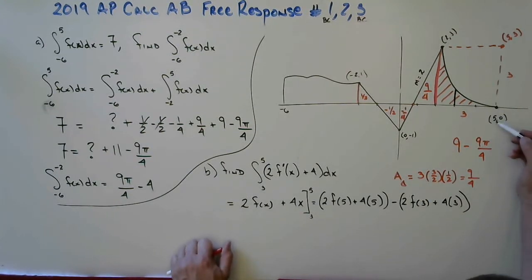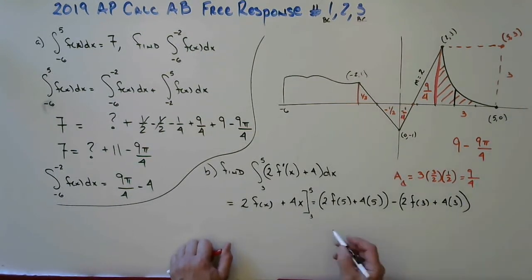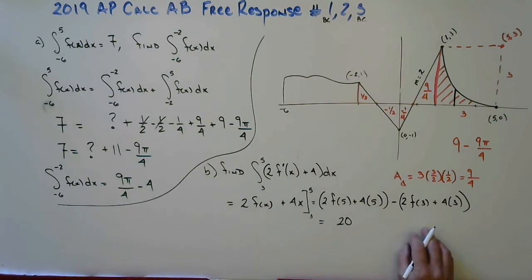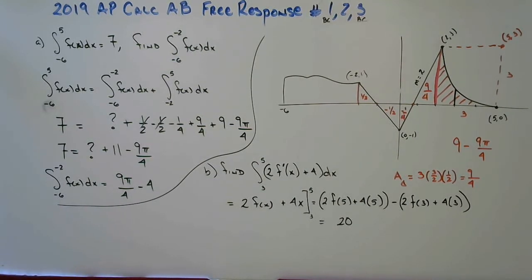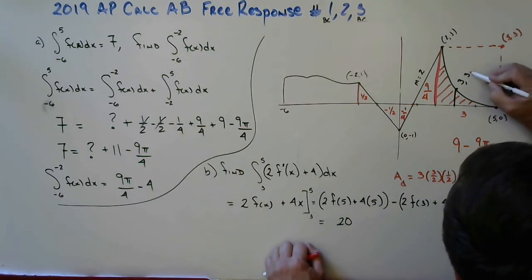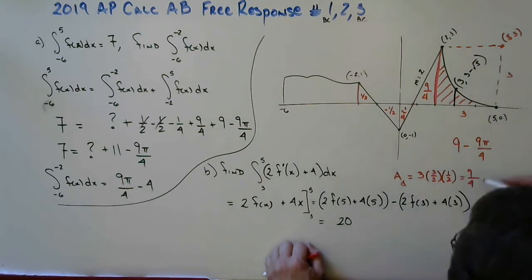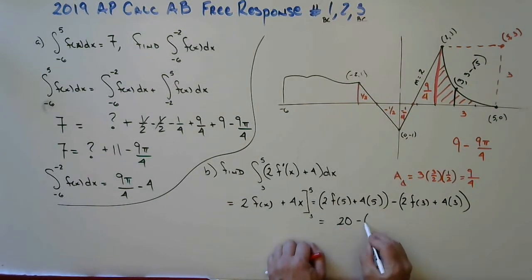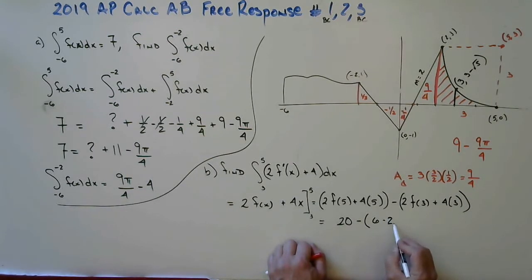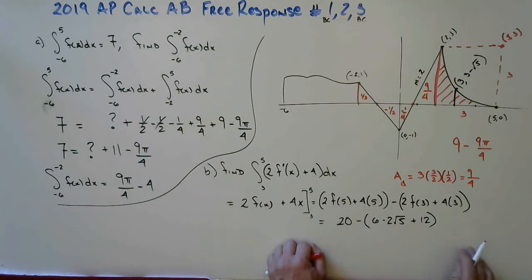Now we know f of 5. They told us f of 5 was 0. So this is 2 times 0, so this is 20, 0 plus 20. Over here, f of 3. They told us f of 3 was equal to 3 minus root 5, so it's the point 3, 3 minus root 5. So f of 3, we got 2 times that. So that's going to be 6, 2 times this, minus 2 root 5, plus 4 times 3 is 12.